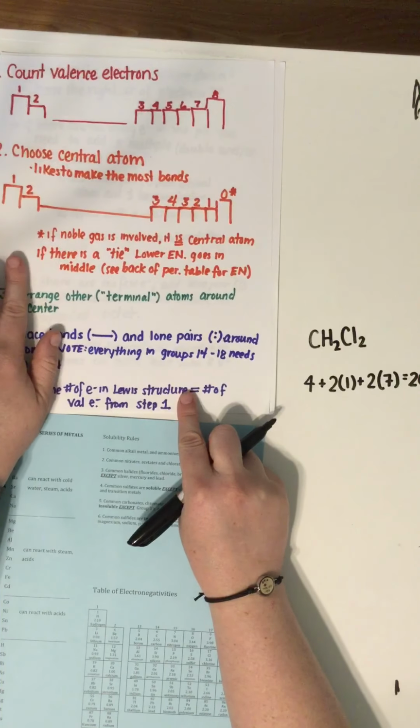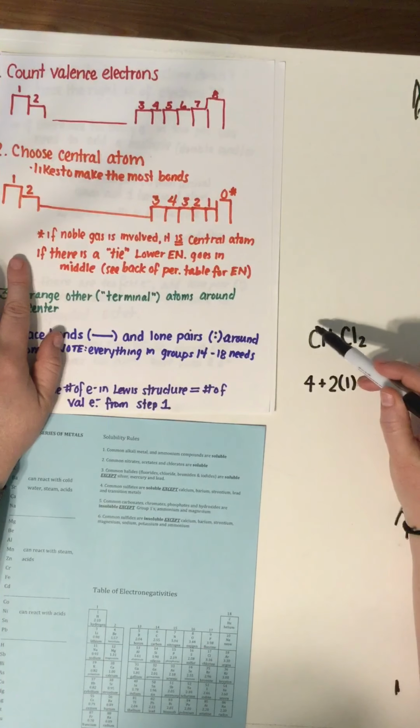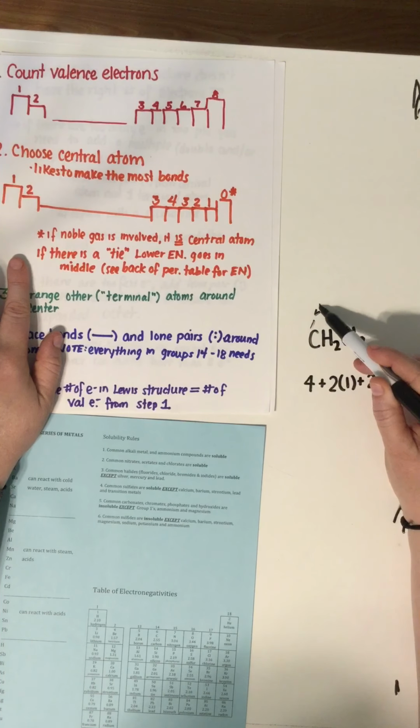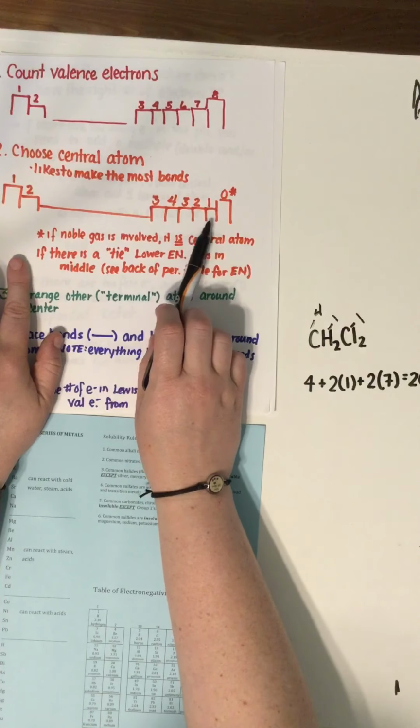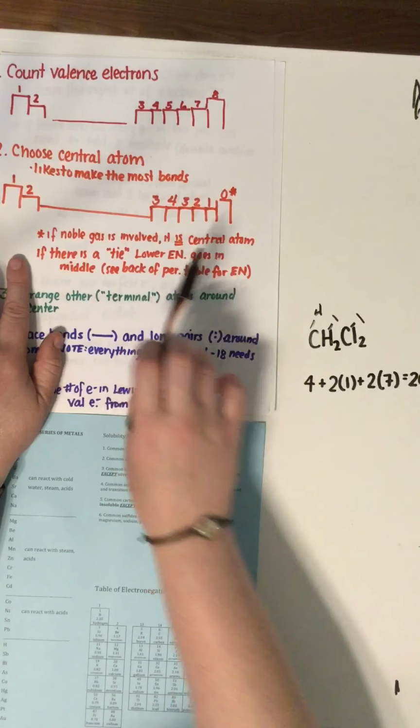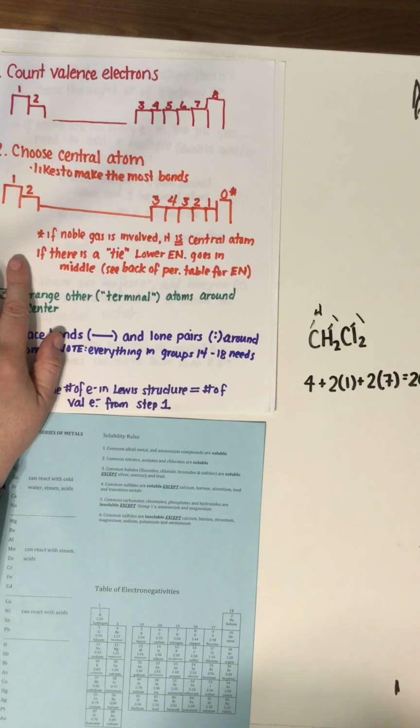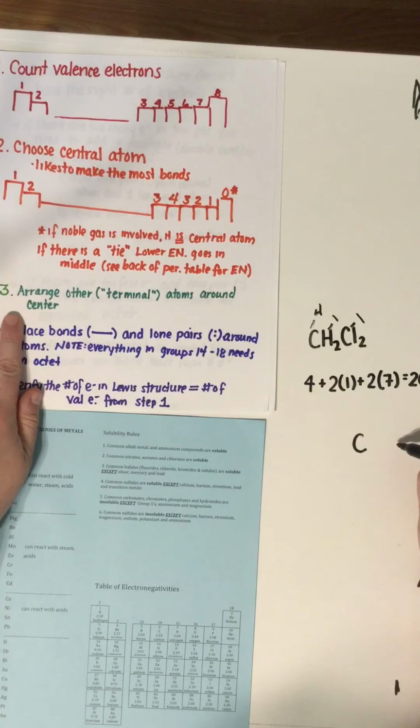Step 2, choose the central atom. Carbon likes to make 4 bonds. Hydrogens each like to make 1. Chlorines also each like to make 1. Make sure you're looking at the number of bonds, not the number of valence electrons for that second step. Carbon likes to make 4 bonds, so he's going to go in the middle. And then we're just going to arrange the terminal atoms around him.